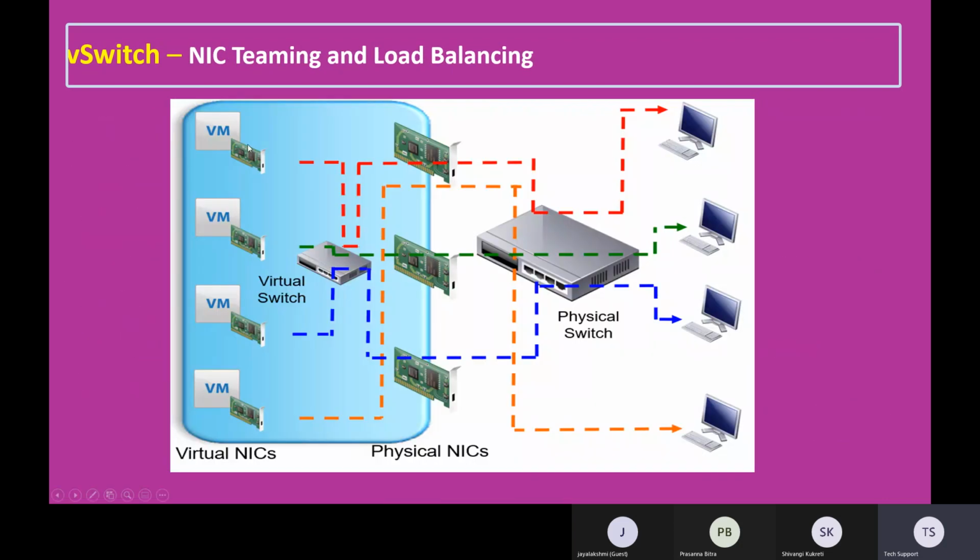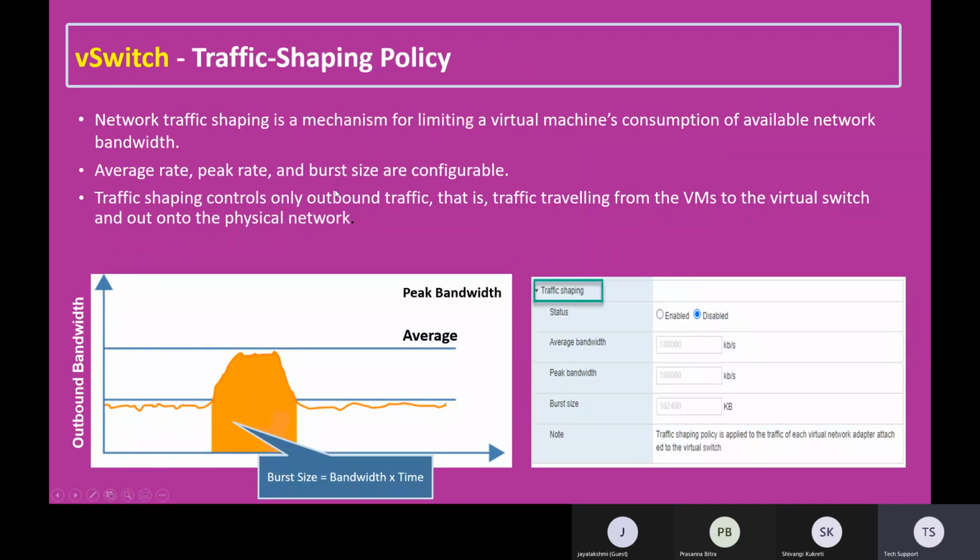It's traveling from the virtual switch to the physical link to the external switch. The same point we mentioned here: traffic traveling from VMs to the virtual switch and out onto the physical network. Even in the analysis diagram, you can find outbound bandwidth here, and below is the time. So burst size means bandwidth multiplied by time.